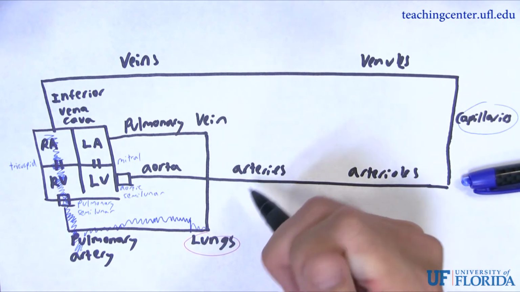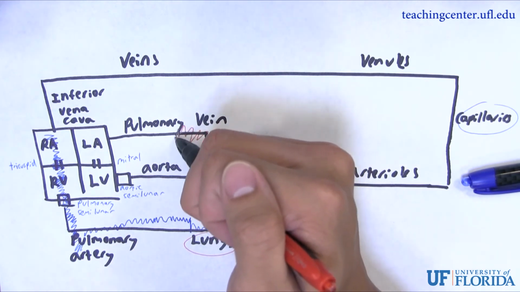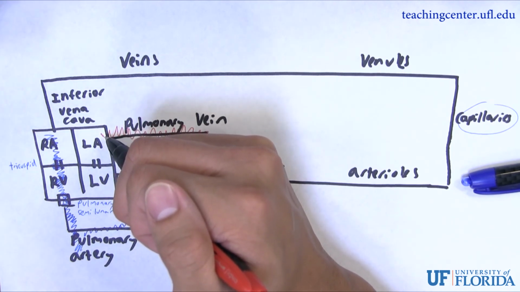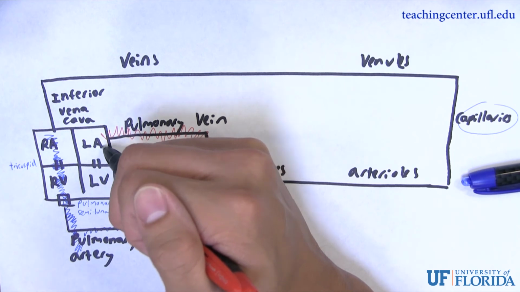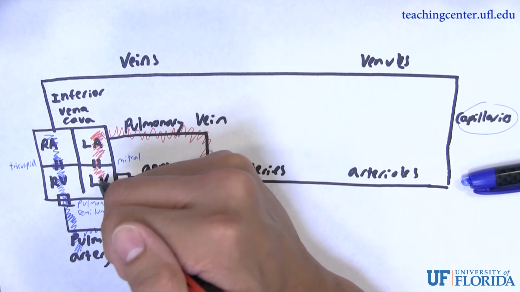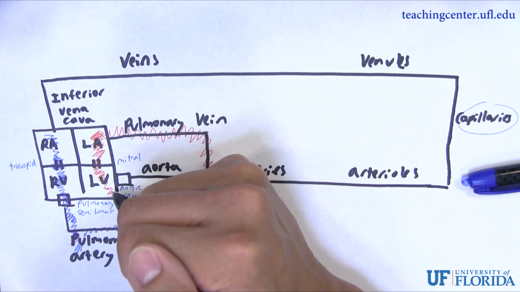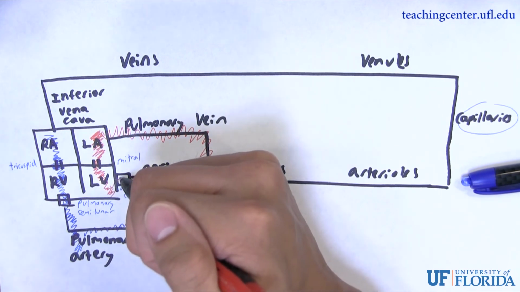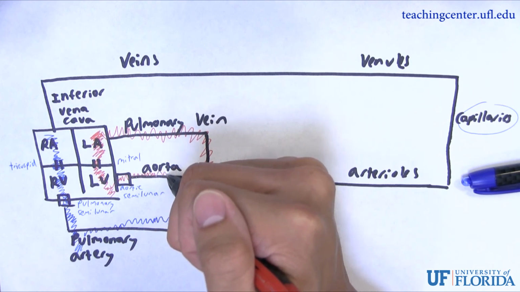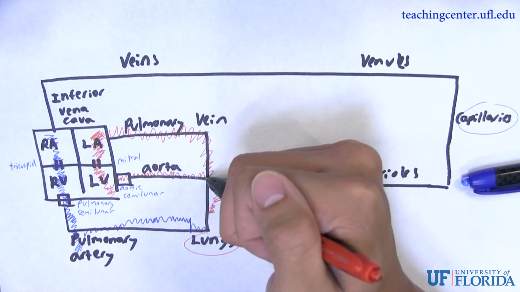Now that the blood is oxygenated, it returns to the left atrium via the pulmonary vein. Remember that veins carry blood back to the heart, and the pulmonary vein is no exception. Through the diastolic phase, blood is pumped from the left atrium to the left ventricle through the mitral valve. And through the systolic phase, blood is pumped from the left ventricle through the aortic semilunar valve to the aorta. The aorta pumps blood to systemic arteries. Again, the arteries carry blood away from the heart, but this time the blood is oxygenated.